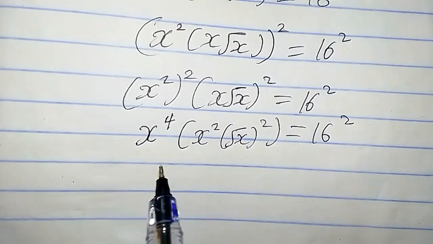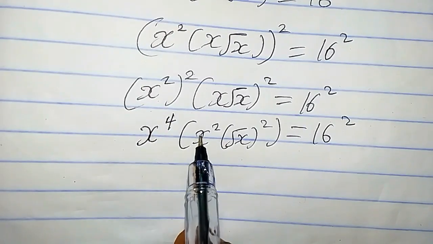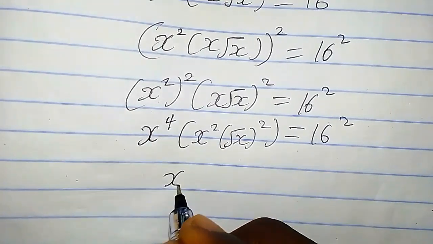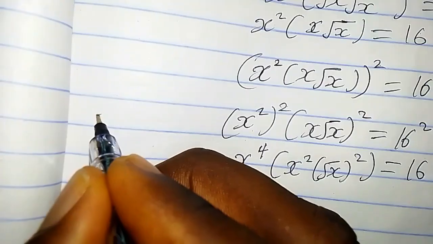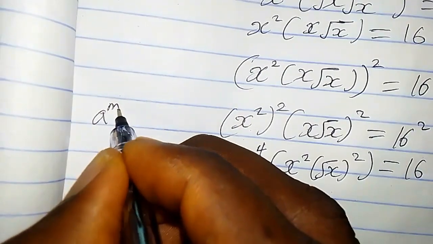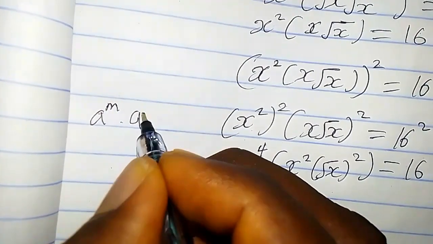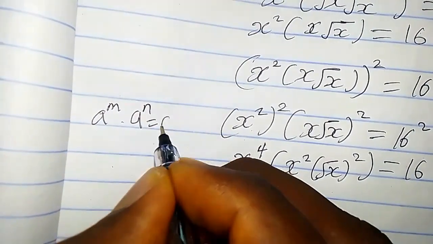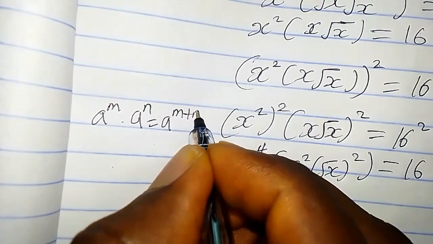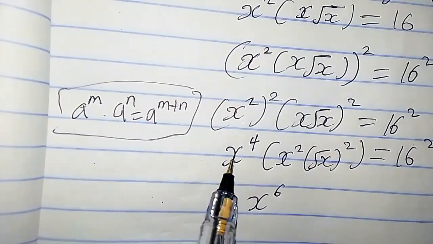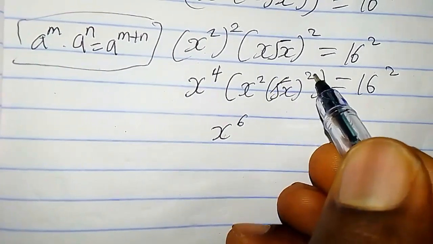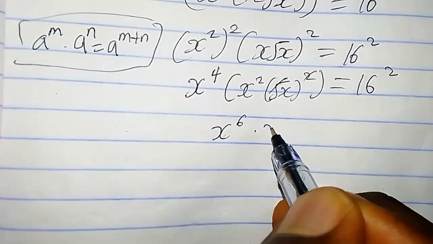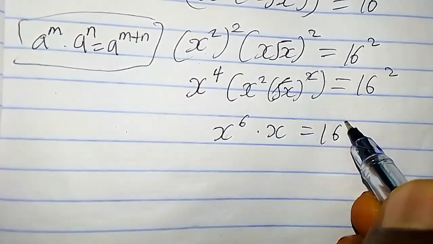So let's proceed further. x raised to the power 4 times x squared, that is x raised to the power 6. That is from laws of indices. Whenever we have, let's say, a to the power of m times a raised to the power n, it is simply the same thing as writing a raised to the power m plus n. So using this property for these two, we obtain this. So let's proceed further. So this square root takes care of these two, so we are left with x times x. So this equals 16 squared.